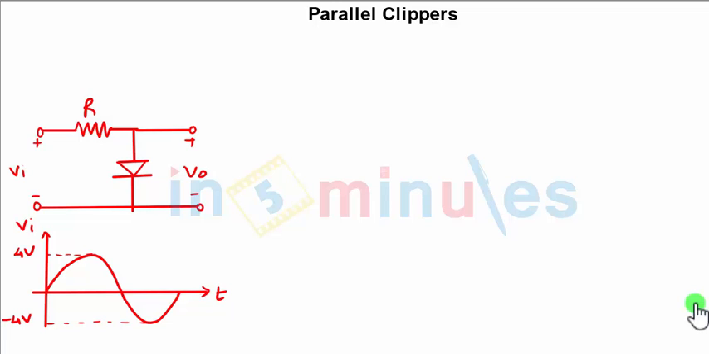In the parallel clipper, you can see the diode is now in parallel with the output voltage VO. We are measuring the voltage across the diode. When you apply KVL to the input, the diode is forward biased in the positive half cycle, because the positive of the voltage source and the positive of the diode are connected, which will forward bias the diode.